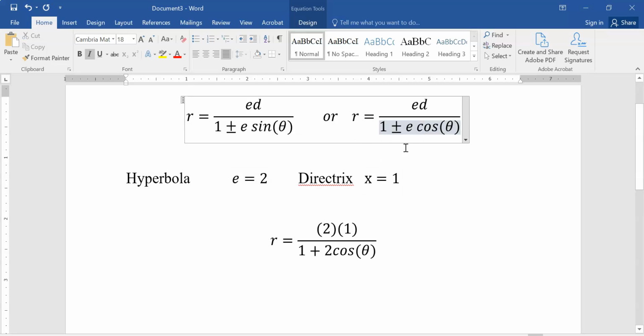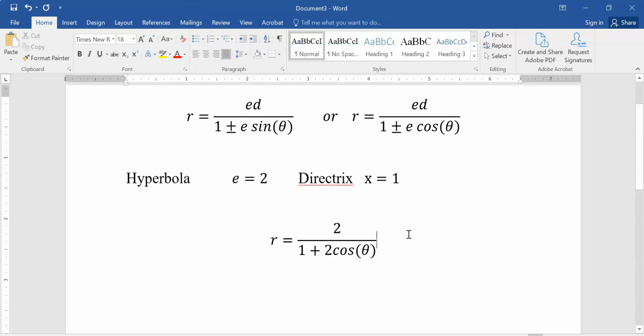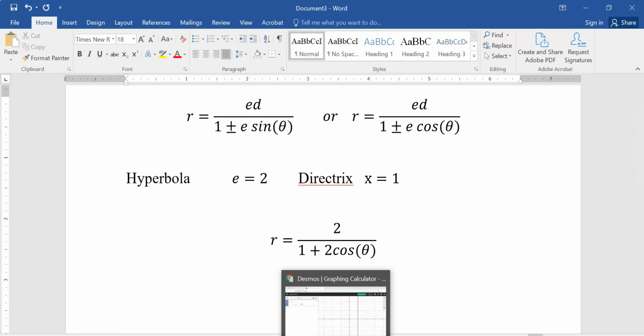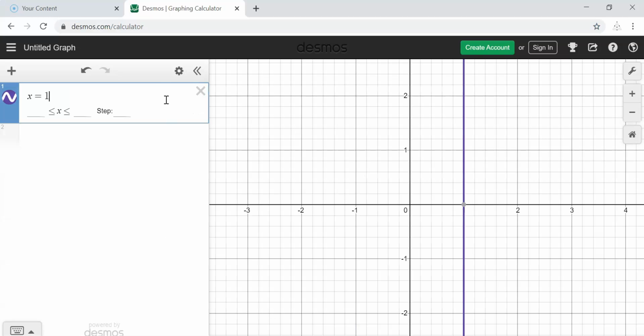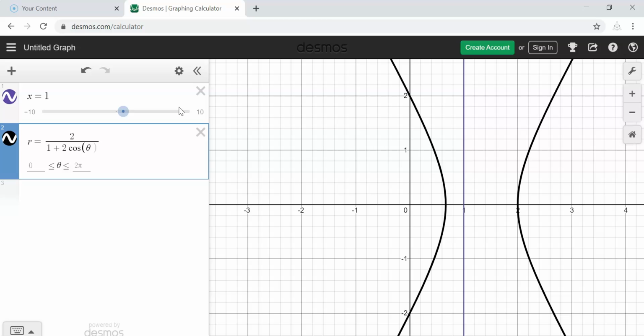Now again, e is 2, we just plug in 2 for that. So 1 plus 2 cosine theta in the denominator. In the numerator, e is 2. The distance from the pole to the directrix is 1, so 2 times 1. If you want to simplify that, 2 times 1 is just 2. So there you go. That is the polar form of the equation that I'm looking for. And you can go ahead and graph that if you would like. r equals 2 over 1 plus 2 times cosine theta.